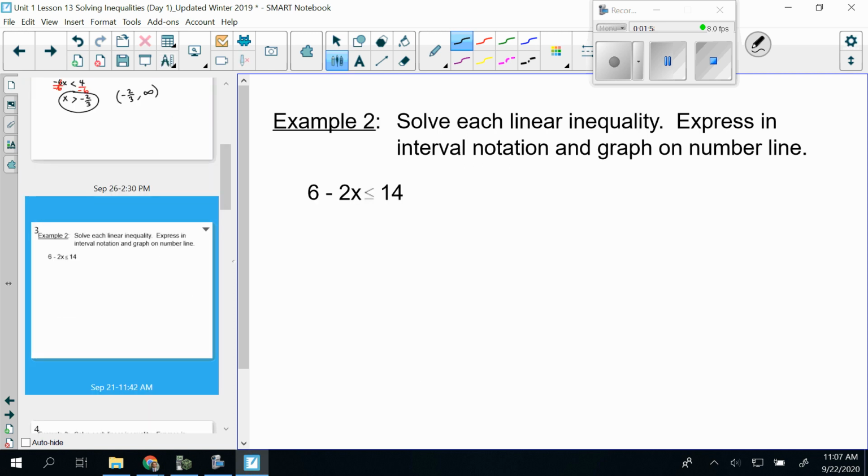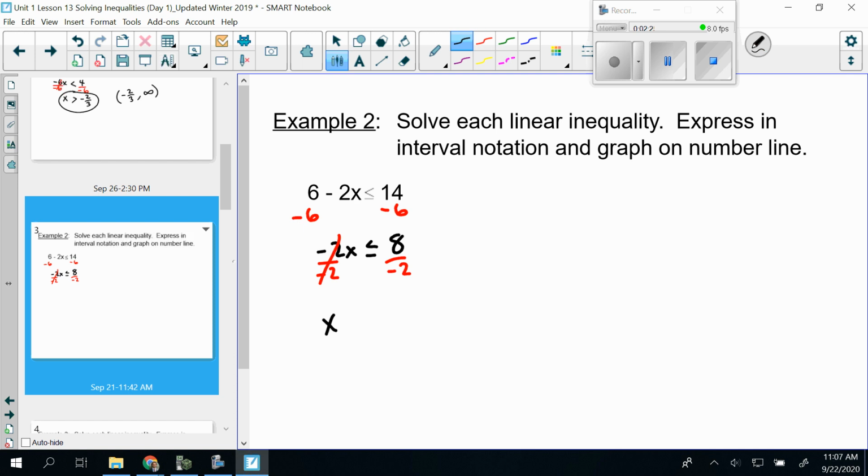All right, next one, solve this inequality and again write it in interval notation. On this one, it looks like we have numbers on both sides, so let's get those away from our x's. Let's start by subtracting a 6. So now we've got negative 2x left on the left. On the right side, we have 8. Now let's divide by the number in front of x to get rid of that. So divide by negative 2.